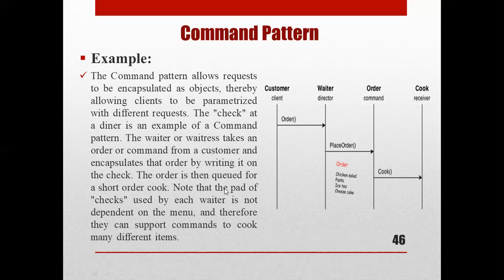Then you can note that the pad of checks used by each waiter is not dependent on the menu, and therefore they can support commands to cook many different items. Here you can see the example of the command pattern: the customer or client will place the order, then the waiter or director takes that order from the customer. After placing the order, it will pass to the receiver here, the cook. There may be multiple orders at a single time. So this is the example of the command pattern, how commands are executed here.